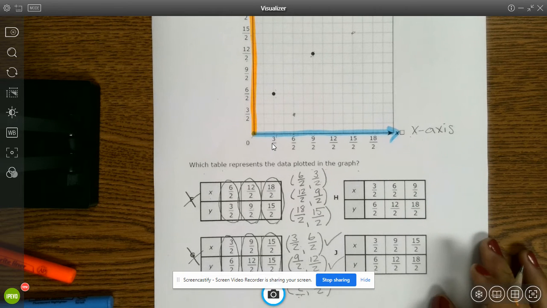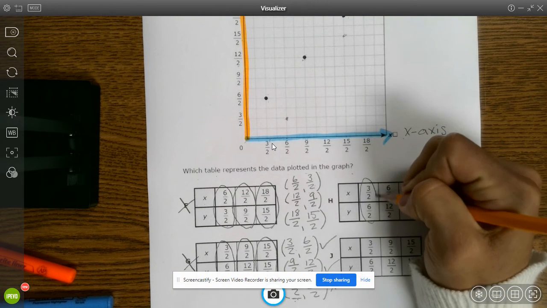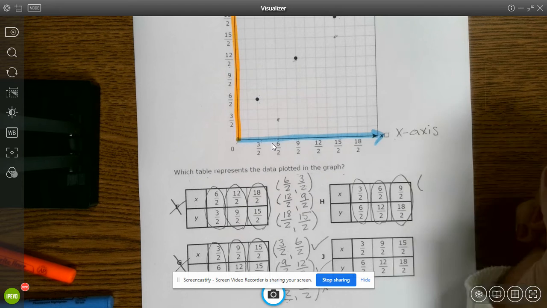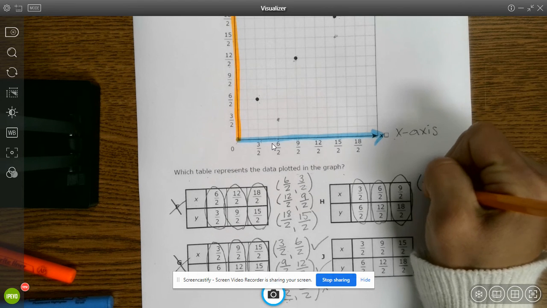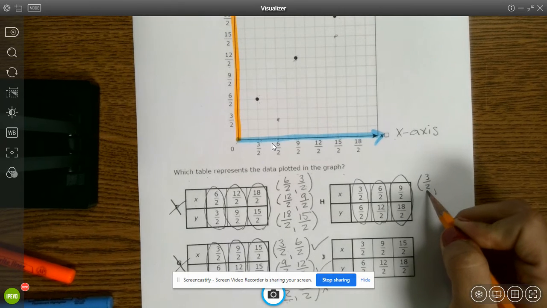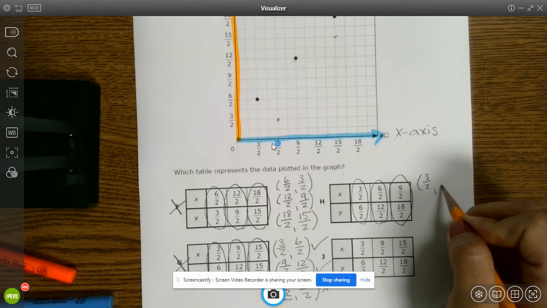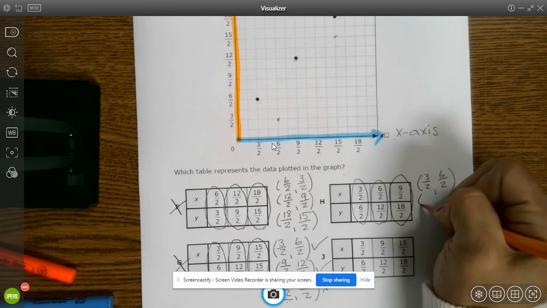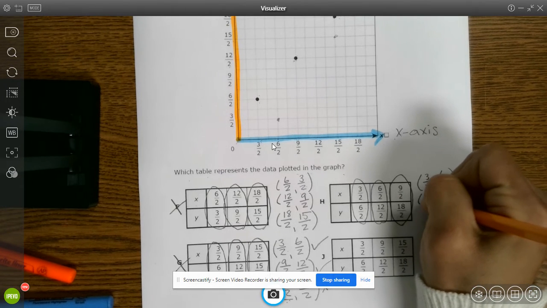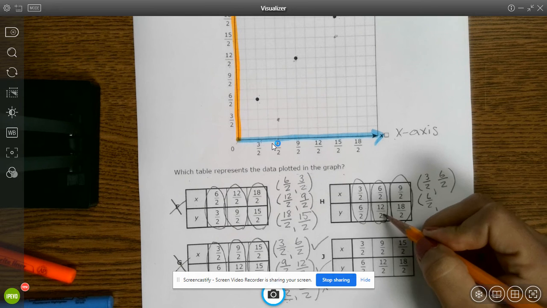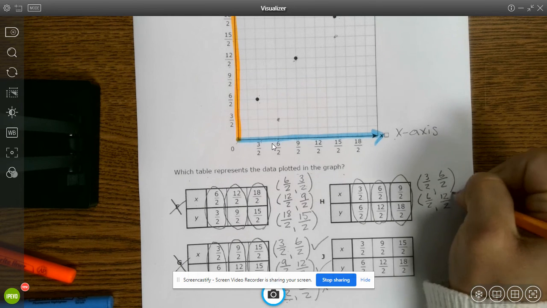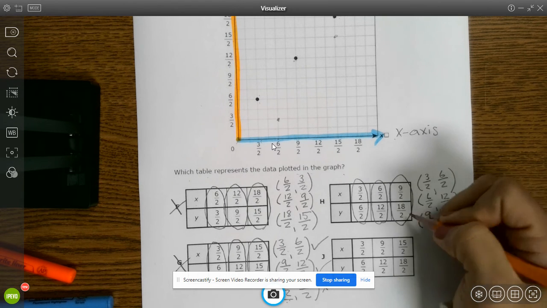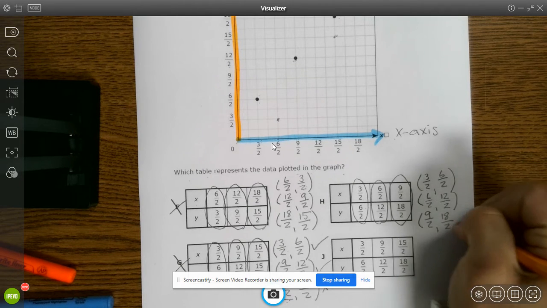Now let's try H. Okay, I'm going to circle all my ordered pairs. Okay, then I'm going to write them out to the side. My X is 3 over 2, which is my first number in my ordered pair. My second number in my ordered pair is 6 over 2, which is my Y coordinate. Okay, my next one is 6 over 2. My Y is 12 over 2. Okay, the last one is 9 over 2 for my X coordinate, and my Y coordinate is 18 over 2.